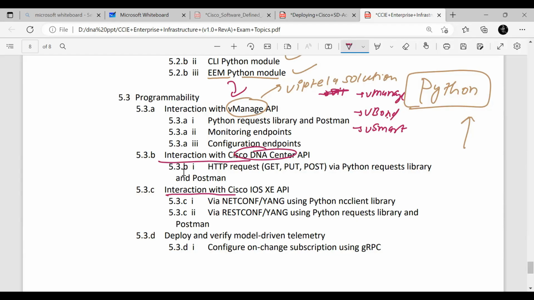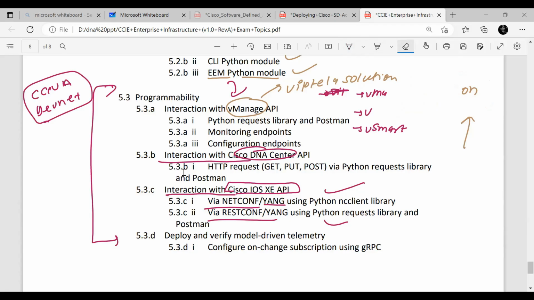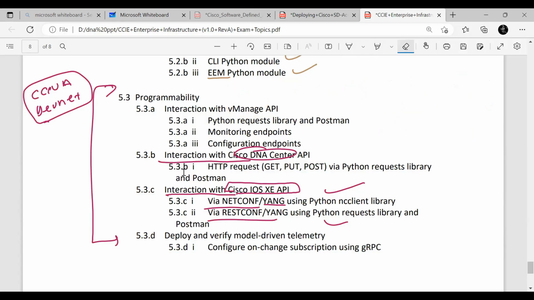Then we have interaction with the Cisco IOS XE API via NETCONF or via RESTCONF using Python libraries. For this, you must have done your CCNA DevNet if you want a detailed understanding. You can do that later on, after your CCIE. This is the syllabus of the CCIE lab.